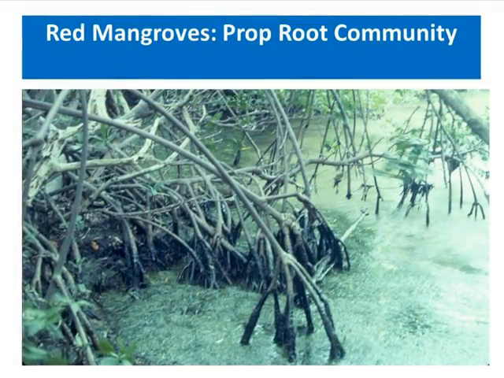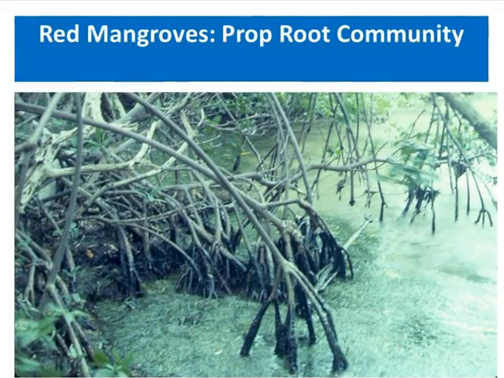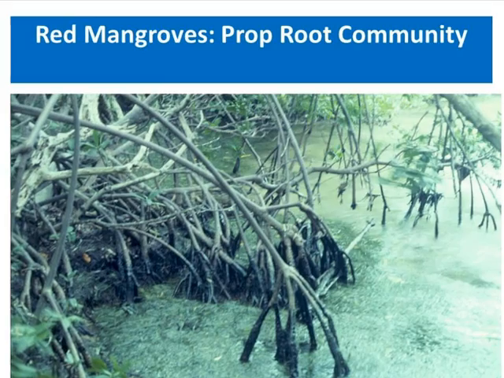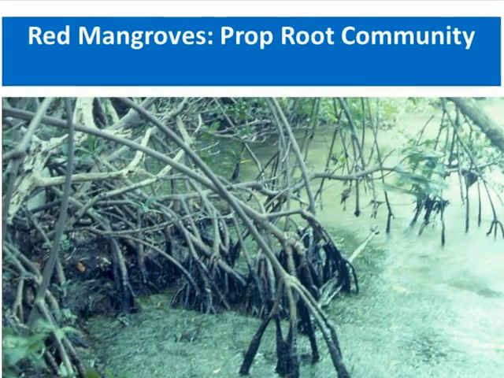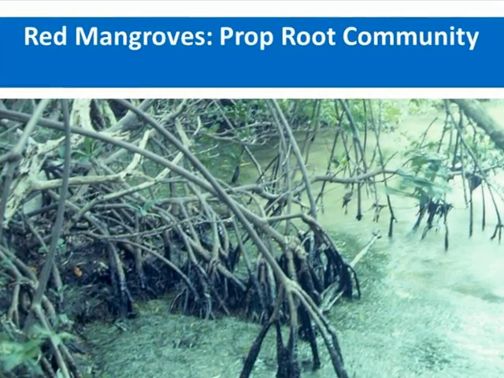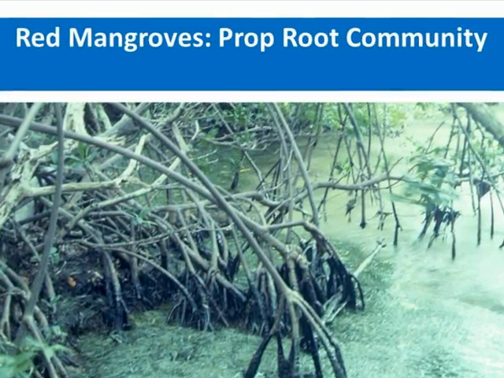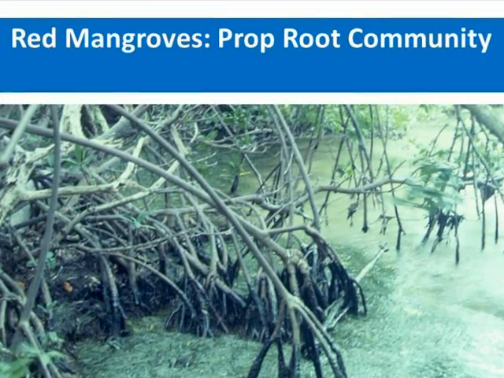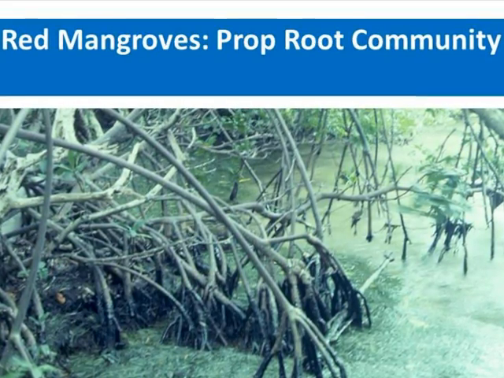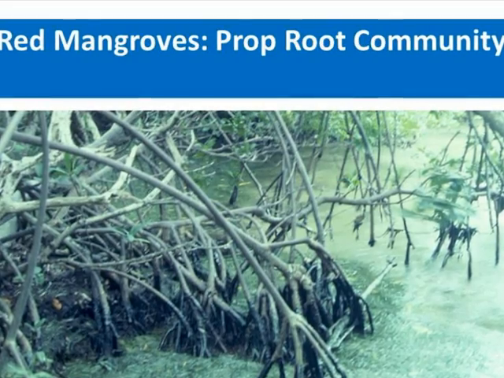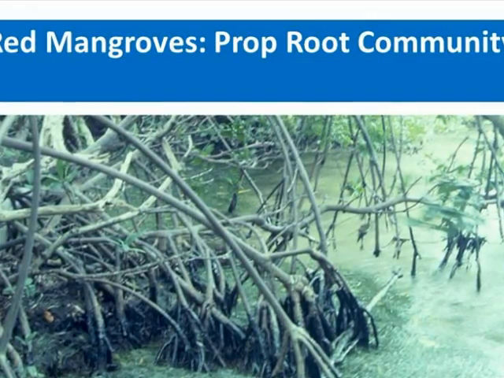This is a little better shot of that prop root community. You can actually see all the algae and oysters and barnacles and other organisms growing off these prop roots in these systems. So these are very, very productive systems. One of the things that's most important is the lungs of these plants actually reside in these prop roots. These prop roots have very specialized cells called lenticels, and these lenticels are sites of oxygen and CO2 exchange. And so it's very important that these prop root communities remain very healthy and function well.